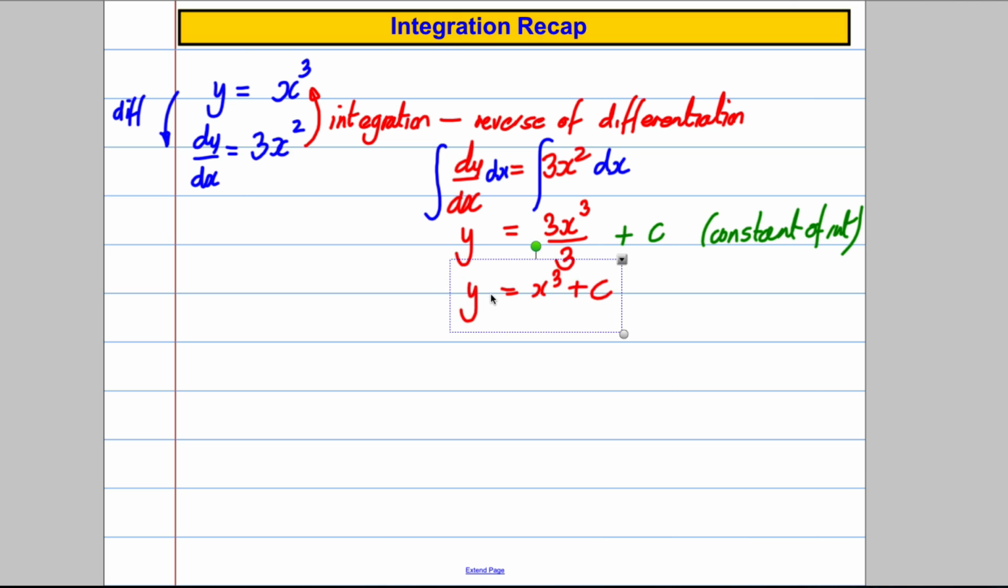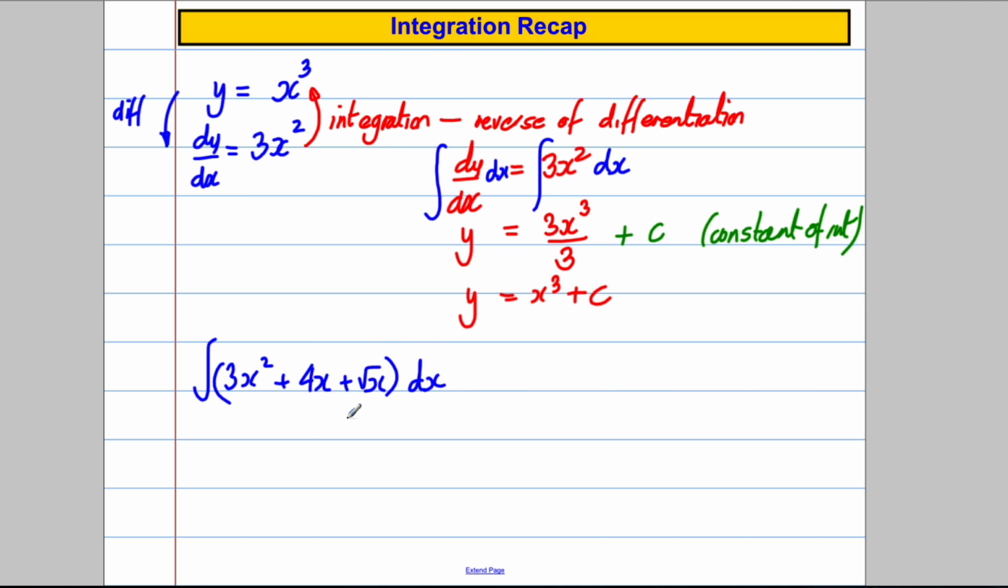Now, there's two other things I want to mention. You don't always have to be integrating the gradient function of something. Sometimes the questions might just be integrate 3x squared plus 4x plus the square root of x with respect to x. Okay, it might just be that question there. Now, no one's told you that's a gradient function. You're not trying to work out the original function. You're just performing the integration on a given function.